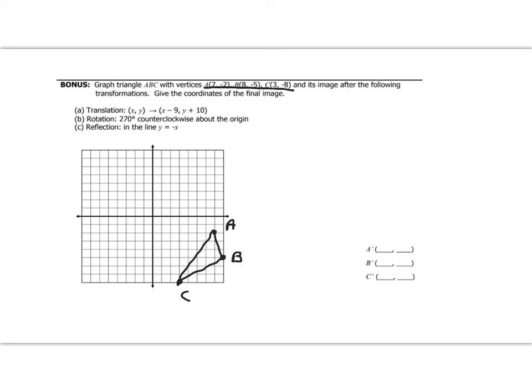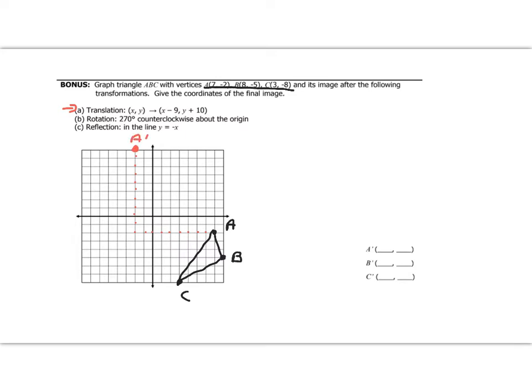Okay, so now I'm going to do a translation. Let's go ahead and just change that to red. Why not? We'll do red as the translation. And we're going to go -9, 10, which means I'm going to take my A X values and go 1, 2, 3, 4, 5, 6, 7, 8, 9. And my Y value is 10. 1, 2, 3, 4, 5, 6, 7, 8, 9, 10. So this is A prime.